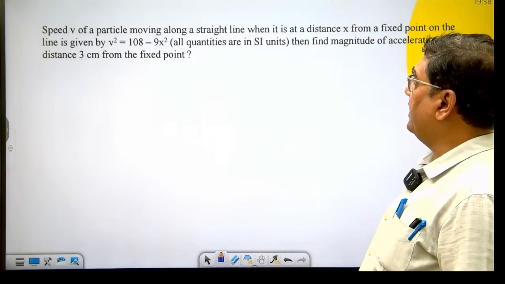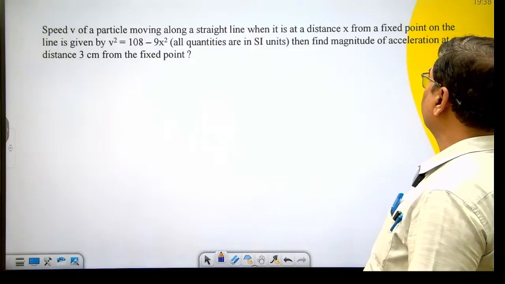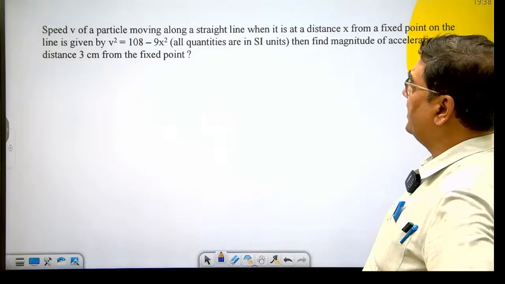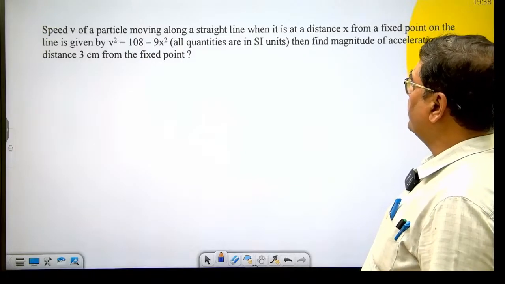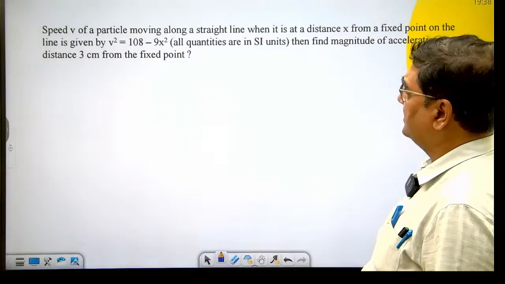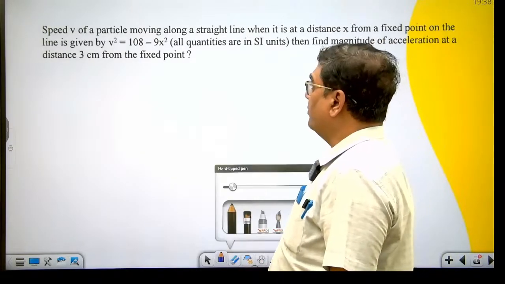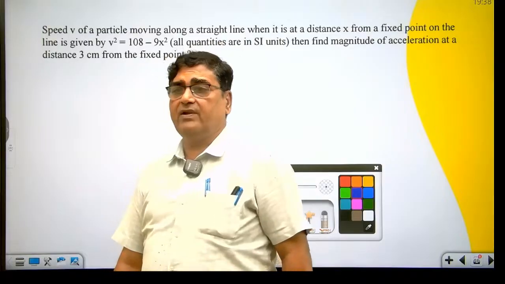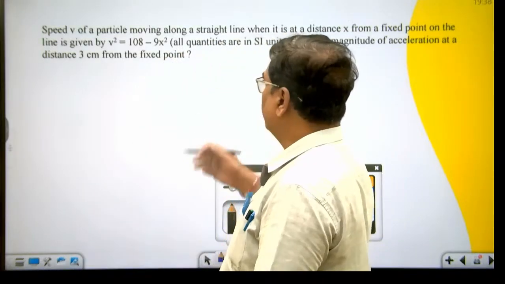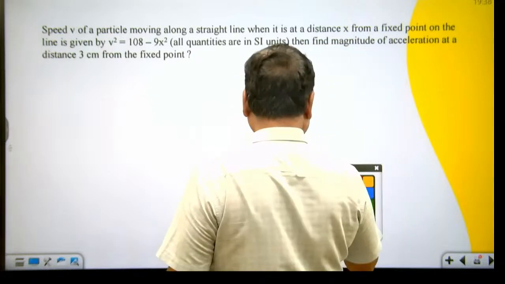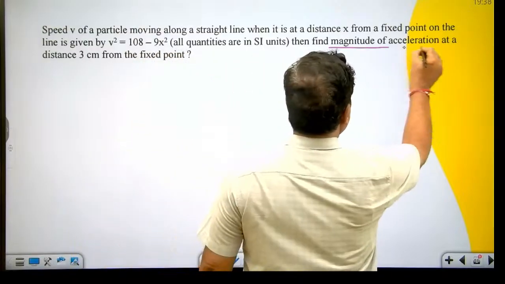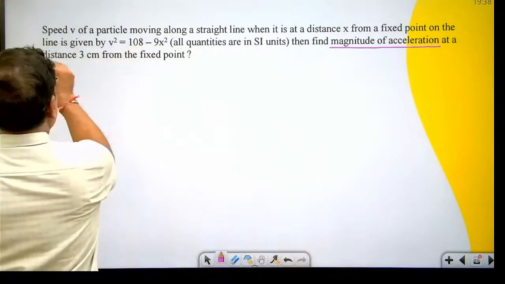Speed v of a particle moving along a straight line when it is at a distance x from a fixed point on the line is given by v square equals 108 minus 9x square. All quantities are in SI units. Then find the magnitude of acceleration at a distance 3 centimeter from the fixed point. Yes, student, we know in SHM the relation between velocity and displacement: we can write v equals omega root a square minus x square. We can compare this equation. Now see, we have to find the magnitude of acceleration at a distance 3 centimeter.